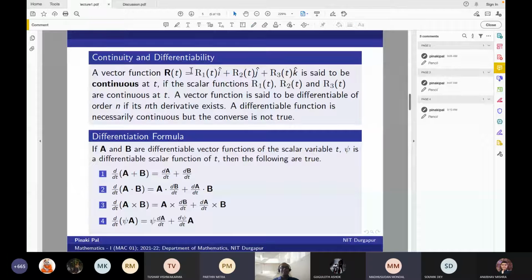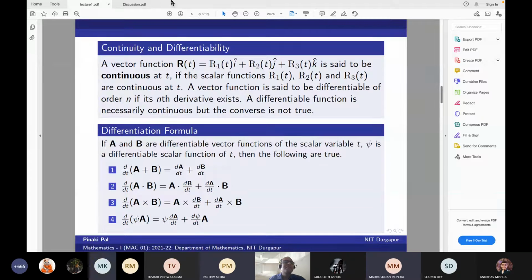Can you please mute? Someone is unmuted and talking. Madhusudan.